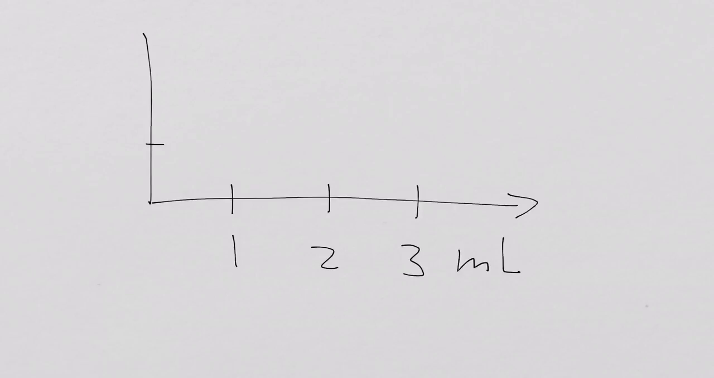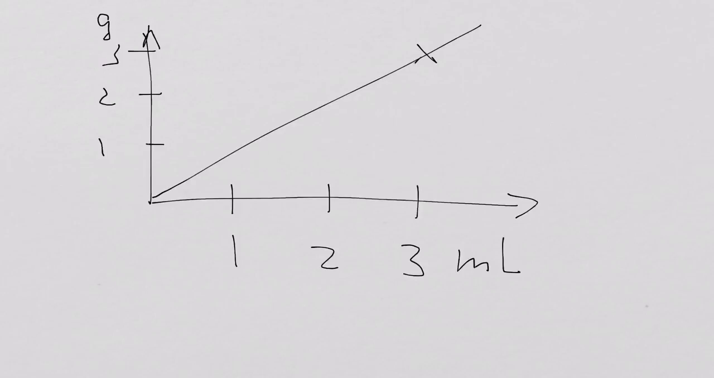And on the y-axis, we plot what we measure. So that would be grams. 1, 2, 3. And hopefully, we will see a sort of a linear relationship. So this hopefully looks like this. Something like that. Yeah? And that indicates that the more milliliters you use, the more grams you have in your test tube. Does that make sense? Pretty much.